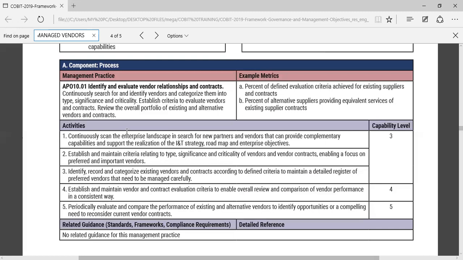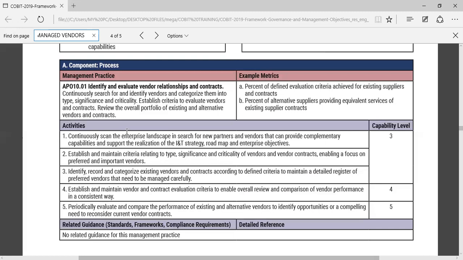If we are told to retrieve all the existing running contracts, do we have a file for them, either a logical file or a physical file? All right, that is what number 3 is talking about. Number 4, establish and maintain vendor and contract evaluation criteria to enable overall review and comparison of vendor performance in a consistent way. SLA, service level agreement. That is what that's talking about.